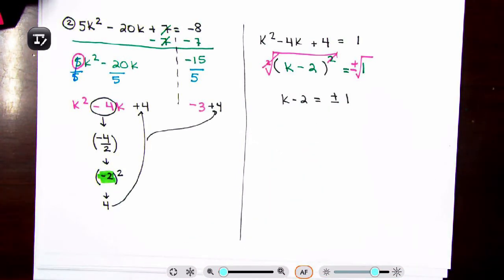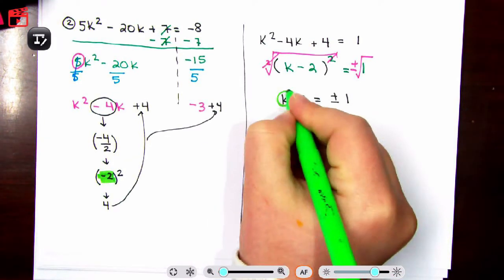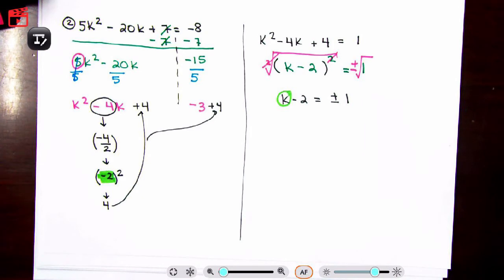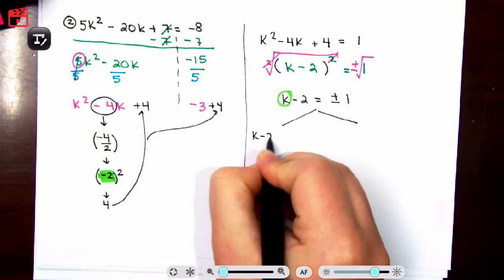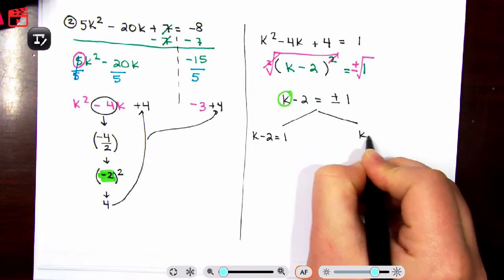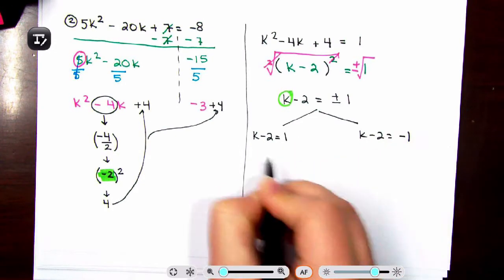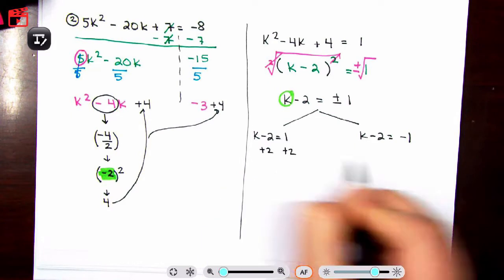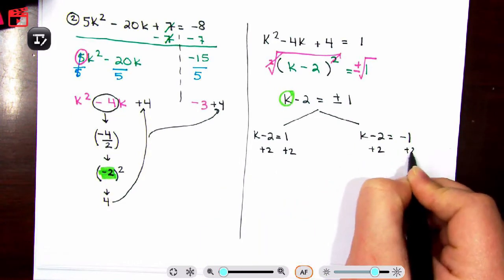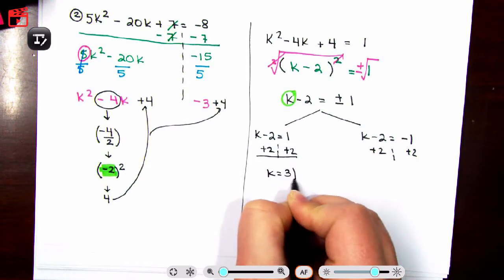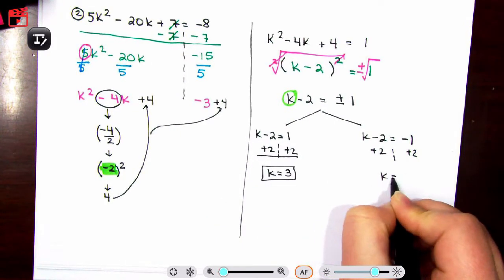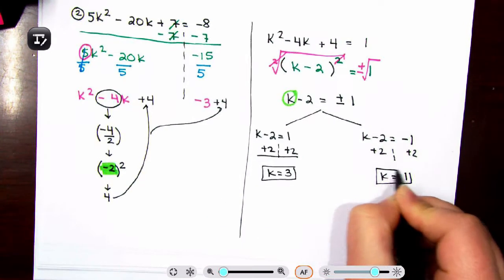Again, notice that your k is not alone. It is attached to this minus 2, so we are not done. We're going to separate this out into two equations. k minus 2 is equal to 1, and k minus 2 is equal to negative 1. Adding 2 to both sides, I have k is equal to 3, and k is equal to a positive 1.